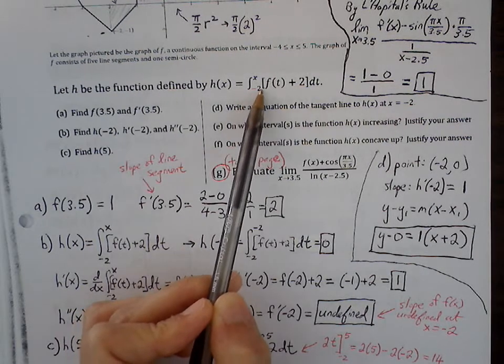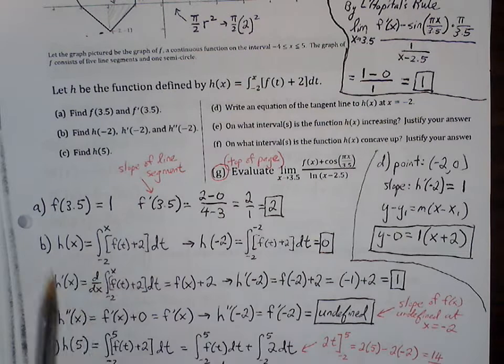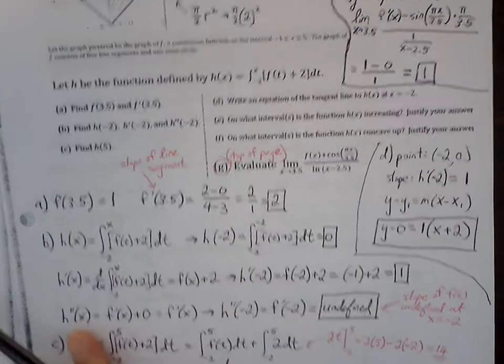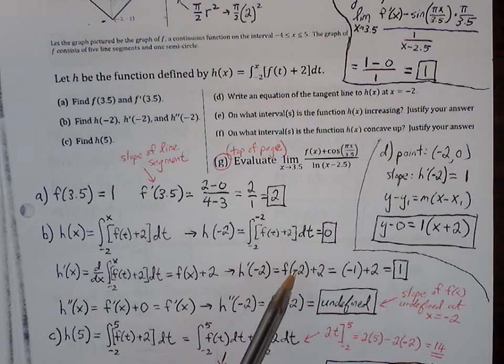So h of negative 2 is, we just replace the x with negative 2. So the integral from negative 2 to, sorry, negative 2 to negative 2, there's no change in t value, so that means there's no area for us to find. It's always going to be 0.